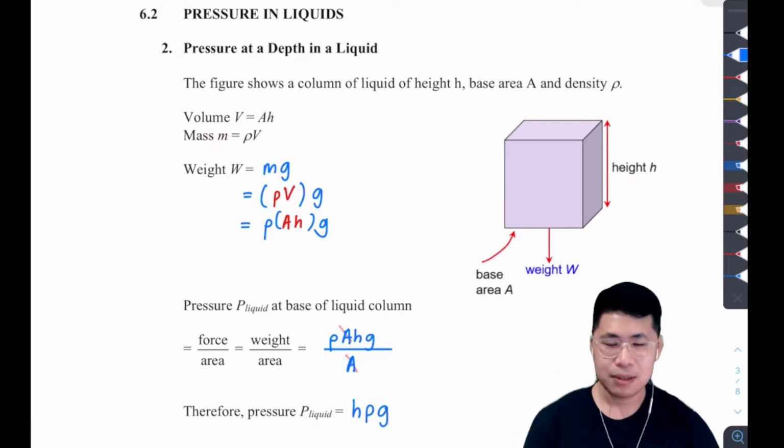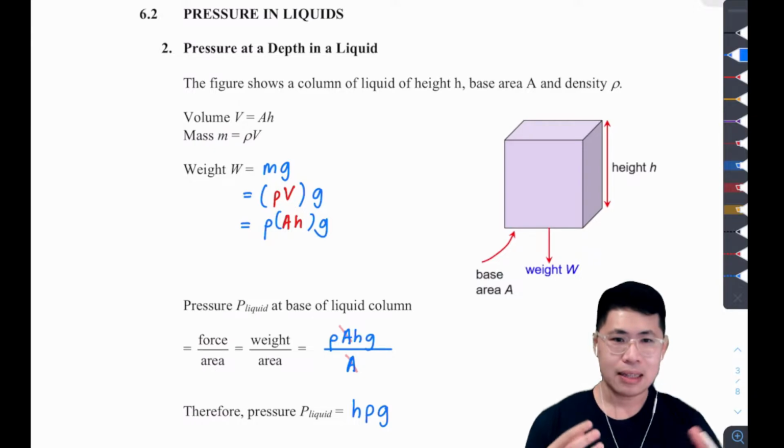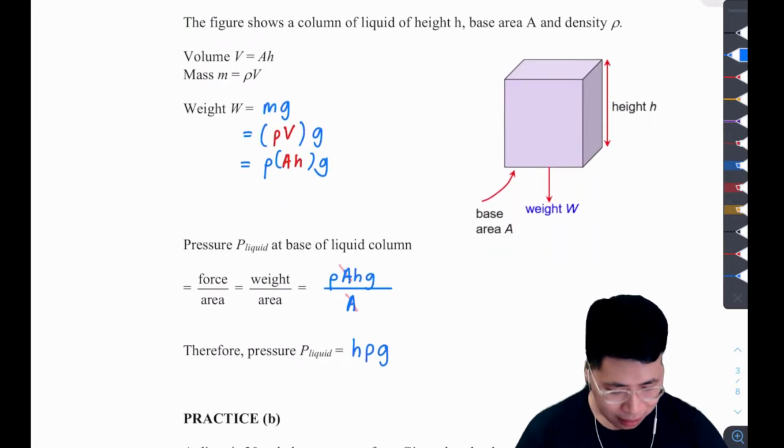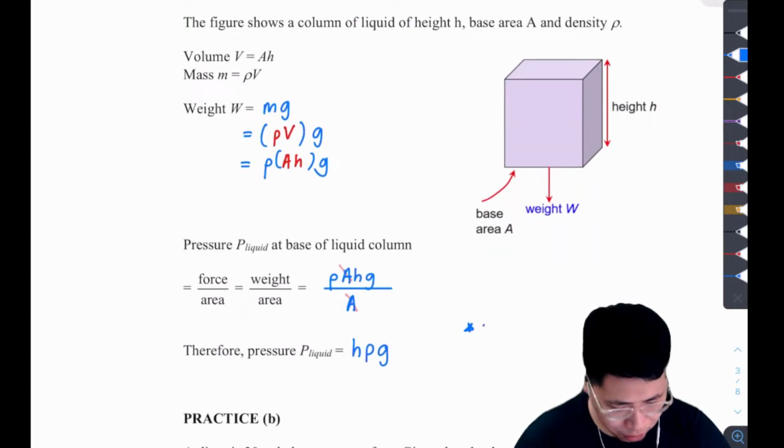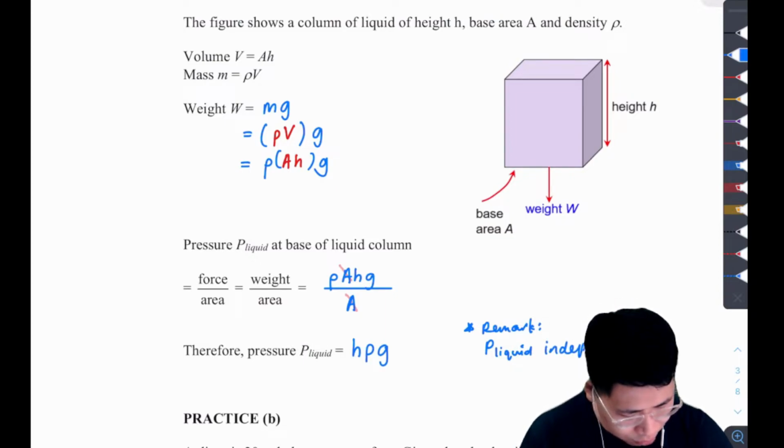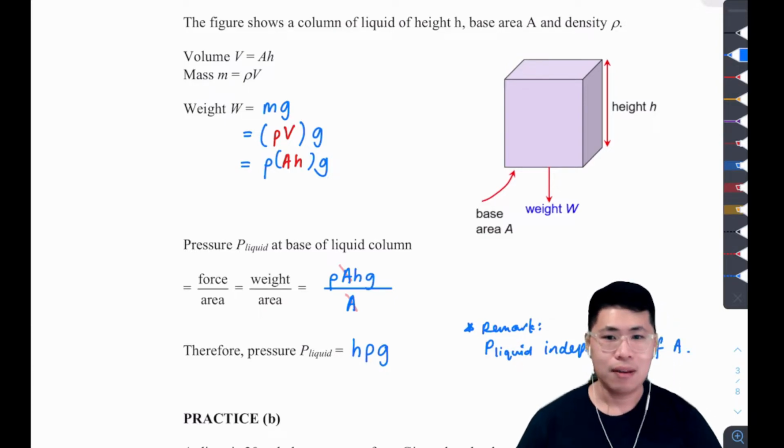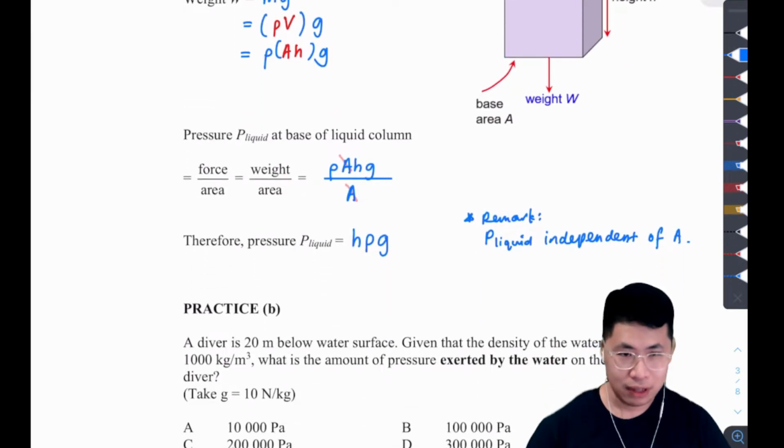So what does this mean actually? For pressure in a liquid, does the area play a big part? It's not affected by the area. So some key remarks, alright? The pressure of a liquid is independent of area. So area does not affect the pressure in the liquid. Pressure is independent of area.